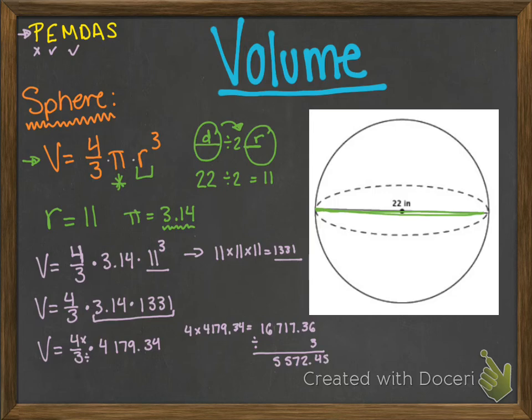5,572.45. Now your directions are going to tell you to round to the nearest tenth. So that's actually one number after the decimal. Remember, when rounding, you always look at the one behind it. If it is 5 or above, you go up. If it is 4 or below, you stay the same. Since the next number is 5, we're actually going to round the 4 up to a 5. So our volume for this sphere is 5,572.5, and the unit is inches cubed.